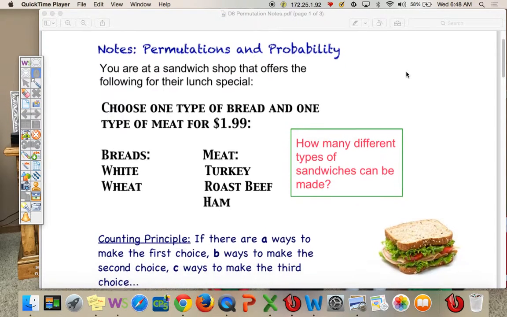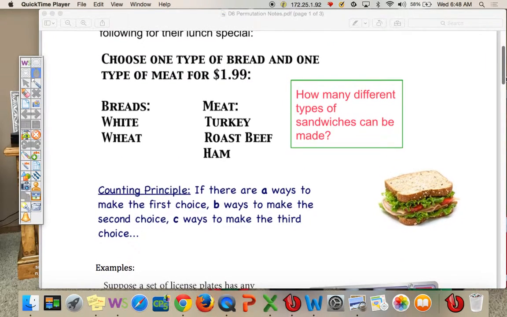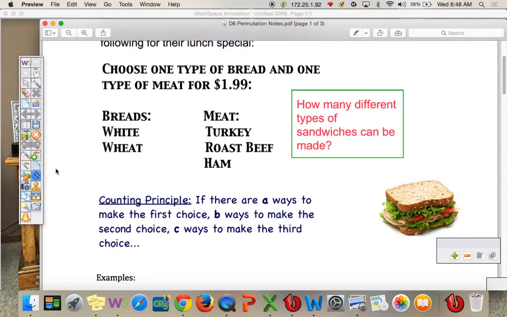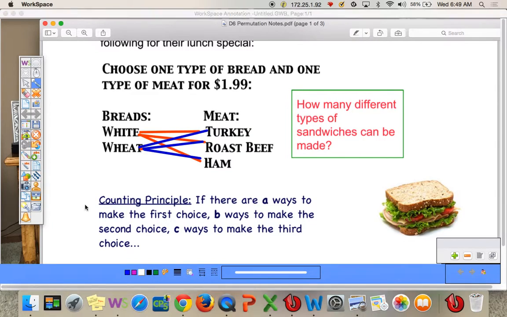And there's many ways that you could figure this out. You could make a table, you could list them, many different ways. One way that I can think of is by just drawing lines. So if we have white bread, we can choose turkey, roast beef, or ham. So there's 3 different options. And if we have wheat bread, we can also choose turkey, roast beef, or ham. So if we count all the different combinations, or all the different sandwiches that can be made, there are 6 types of different sandwiches.